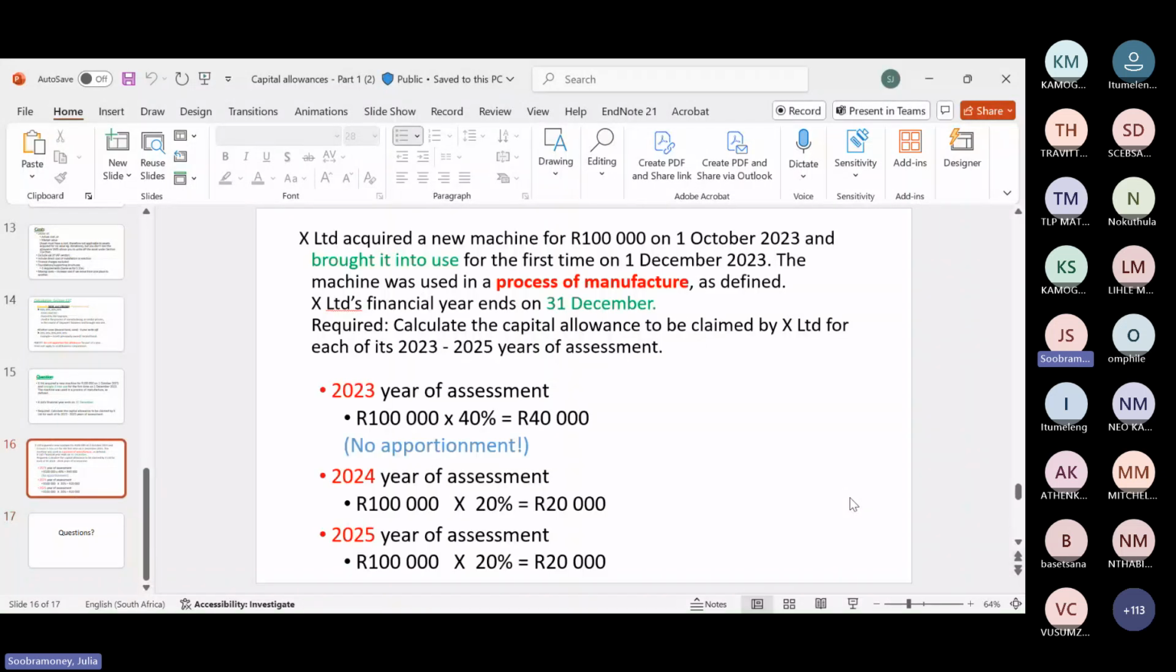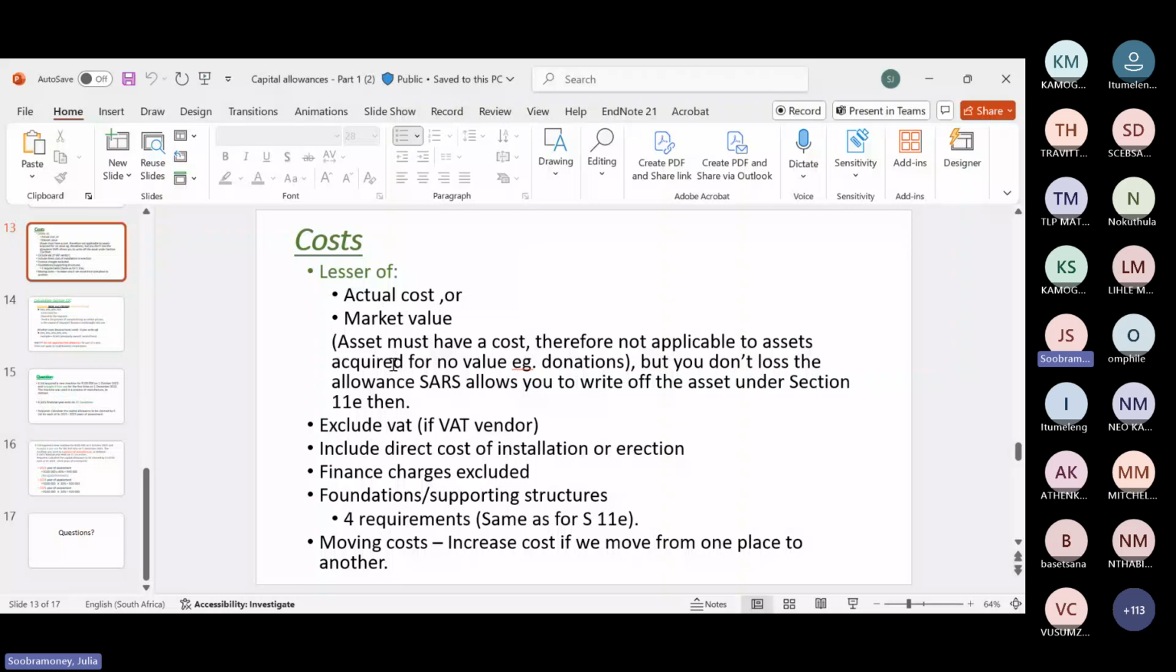Okay, for section 12C, remember, when it comes to the cost price, it will always be the lesser of cost or market value. There has to be a cost. If there's no cost, immediately you will say no section 12C, apply section 11E rules, and you will write it off according to section 11E write-off periods. Okay, with section 12C, you will not apportion, and for section 12C, you need to know the 2 write-off periods. And that is the main rules of section 12C, guys.